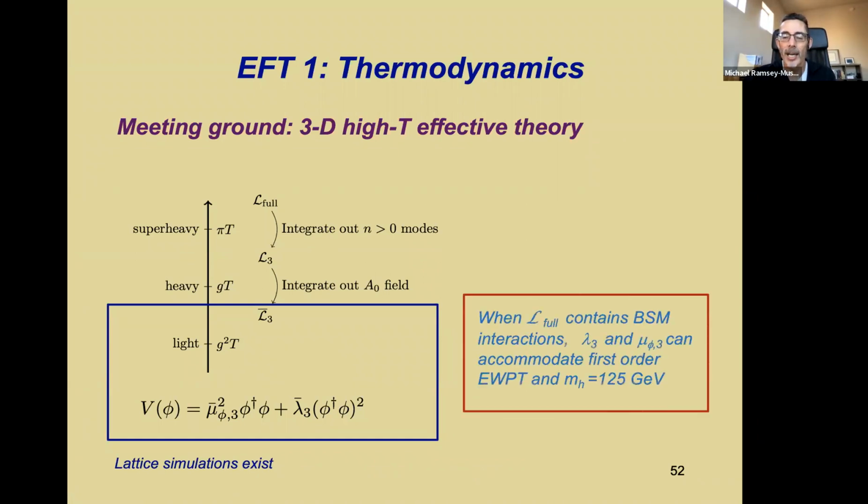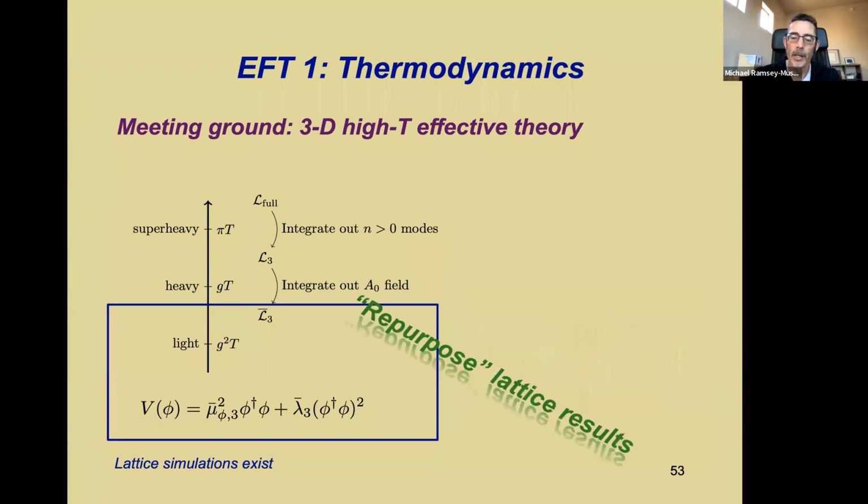So the idea is that when the full theory contains beyond the standard model interactions, the values of these parameters can be what they need to be at finite temperature to have a first order phase transition, but also accommodate the zero temperature Higgs mass that we see today, which you cannot do in the standard model only. And I'll show an example of how that works shortly. So in the first setup here, we're going to repurpose existing lattice results for this light theory to infer back about the parameters of the full theory that would need to be chosen to have a first order phase transition.